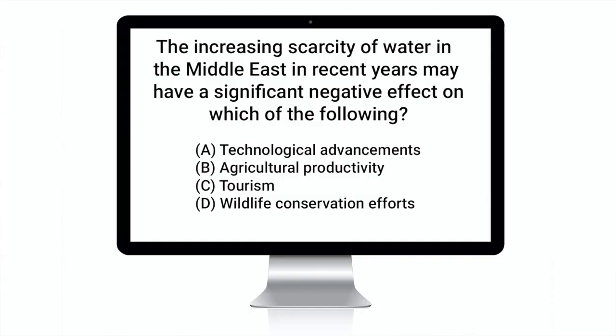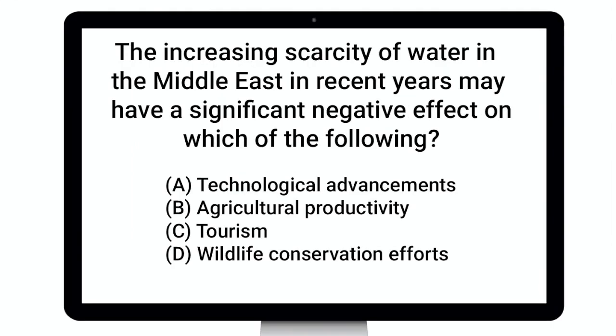Here's an example about the effect of climate change on people. The increasing scarcity of water in the Middle East in recent years may have a significant negative effect on which of the following? Technological advancements, agricultural productivity, tourism, or wildlife conservation efforts.